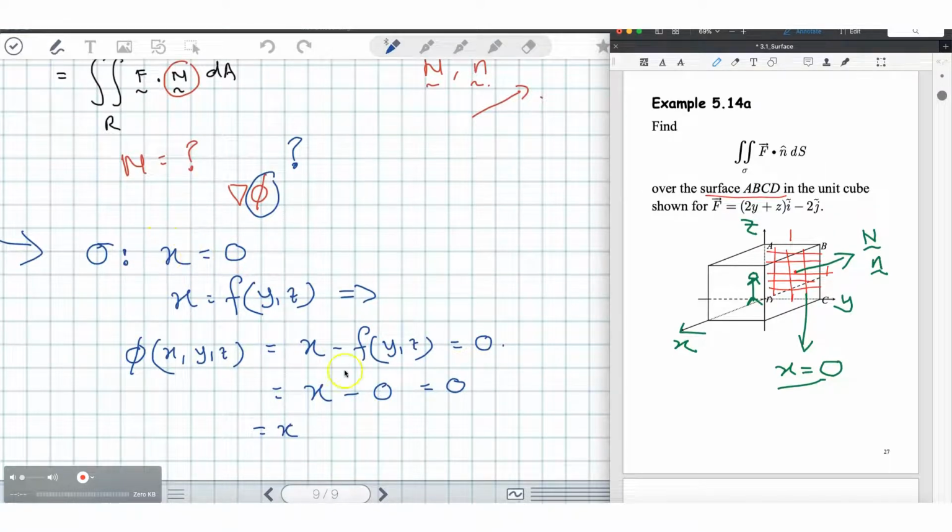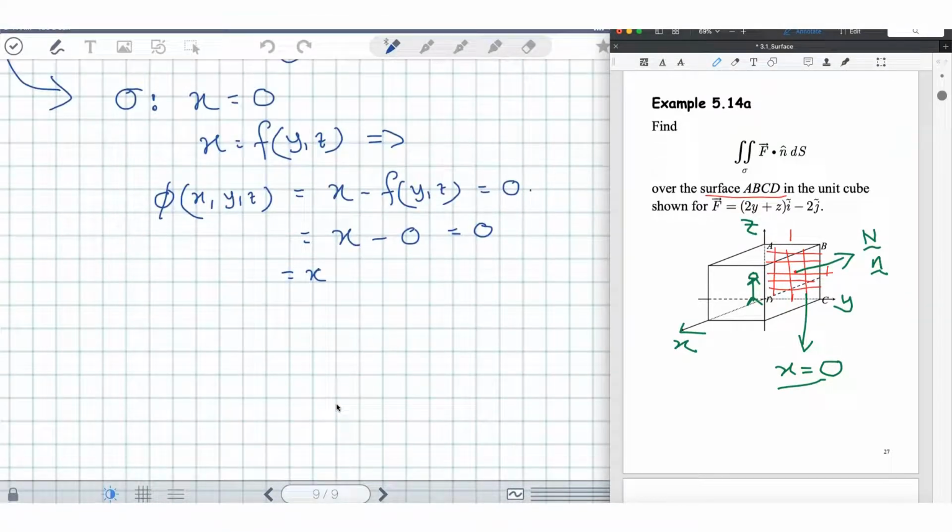Or if you don't understand that, just remember in the very basic case, you have x equal to f, a function of y and z, so you make it equal to 0 and bring everything to the left, and you will get this. Because f here, from this example where x is equal to 0, is 0, so x minus 0 equal to 0, and it is just x. So now our phi is x.